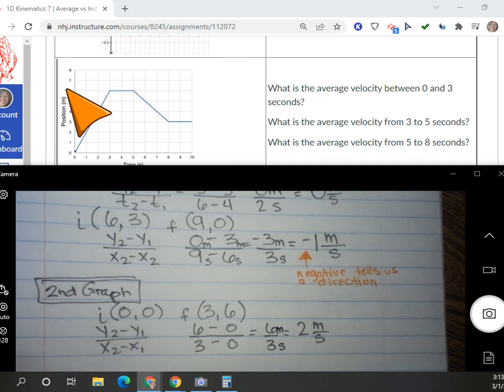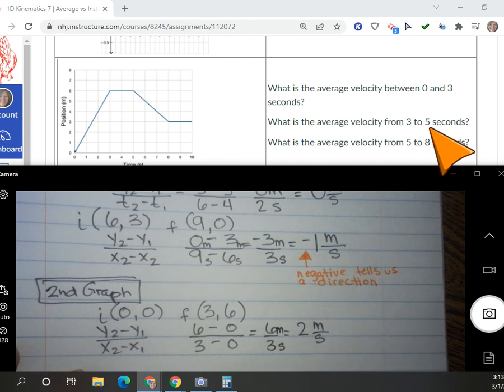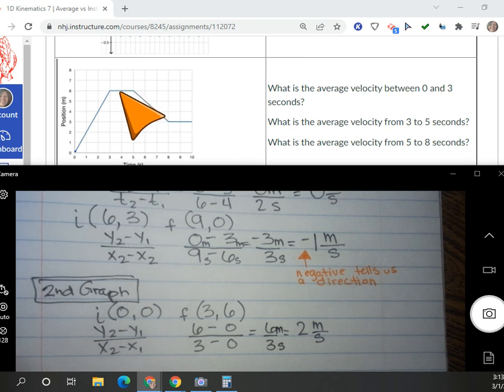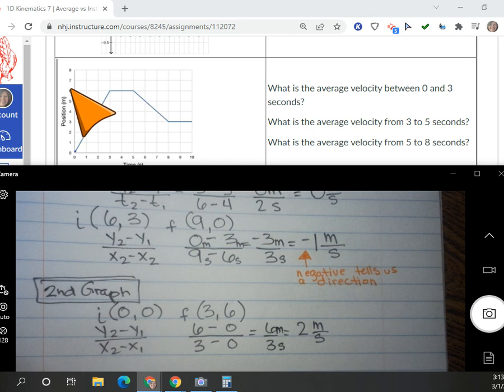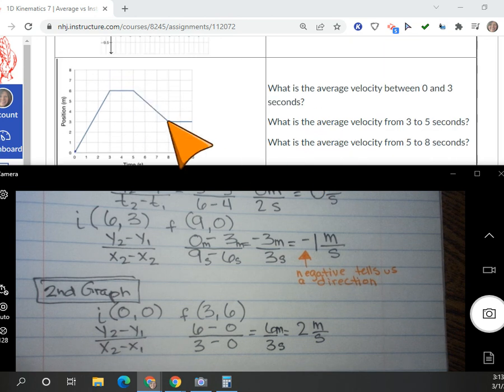I need to do a better job of putting these units in my instructions there. What is the average velocity from 3 to 5 seconds? Well, 3 to 5 seconds, that's a horizontal line. And we proved that that is sitting still. So our average velocity from 3 to 5 seconds is 0 meters per second. We're standing still at that 6 meter position for 2 seconds.